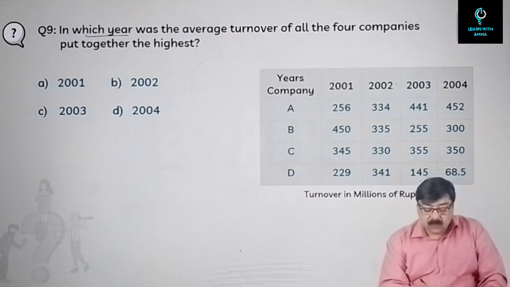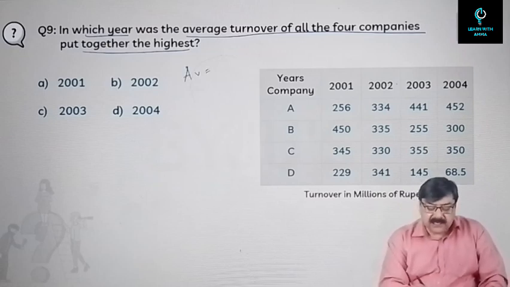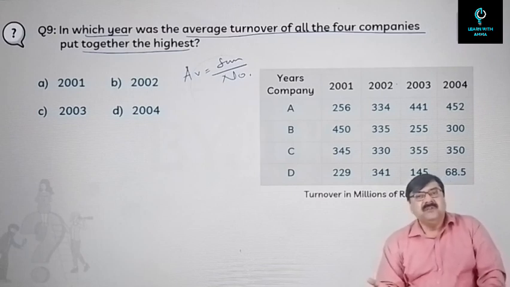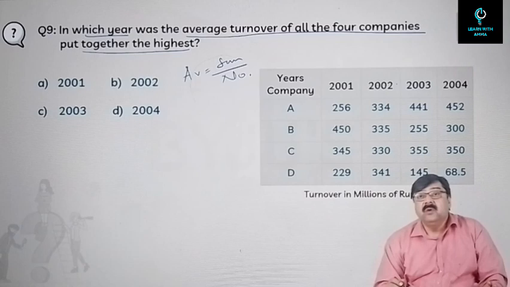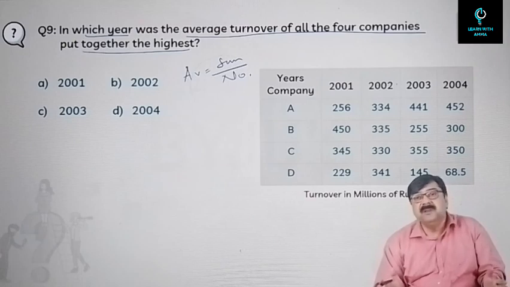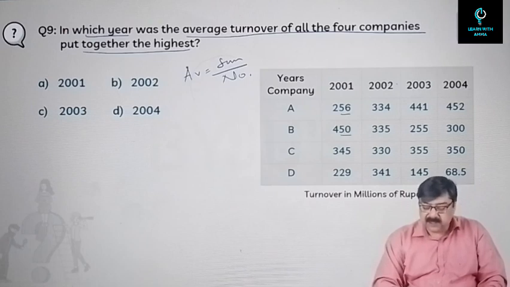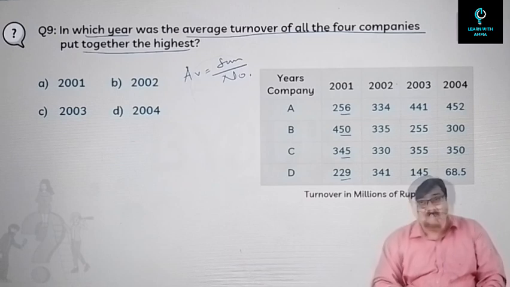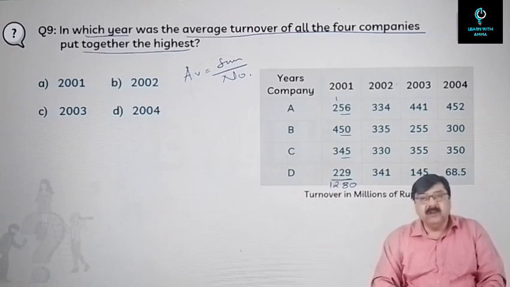Now, in which year was the average turnover of all the 4 companies put together the highest? Once again, average is nothing but the sum of the quantities by the number of quantities. The number here is 4. It is common for each of the years because we have 4 companies. So in whichever year the combined turnover of all the 4 companies was the maximum, that becomes our answer. So let us perform the calculations in actual. So 56 plus 50 is 106, plus 45 is 151, plus 29 is 180. So we get an 80 here. 1 gets carried over. So 2 plus 1 is 3, plus 4 is 7, plus 3 is 10, plus 2, that is 12. So 1280 is what we get here.